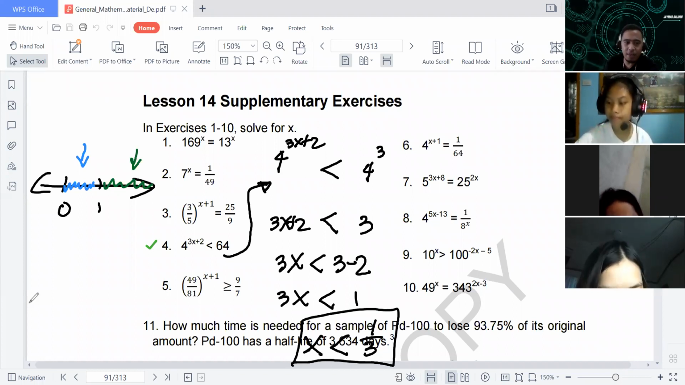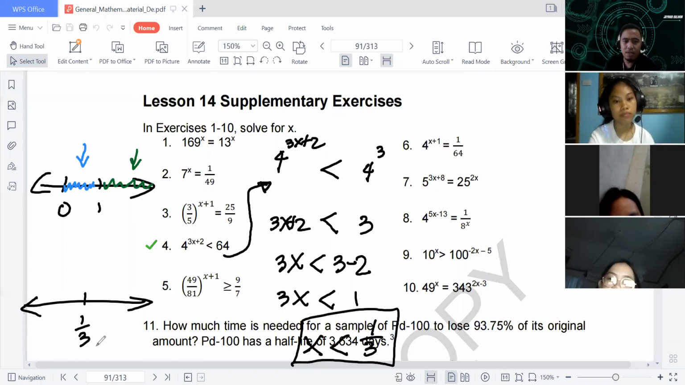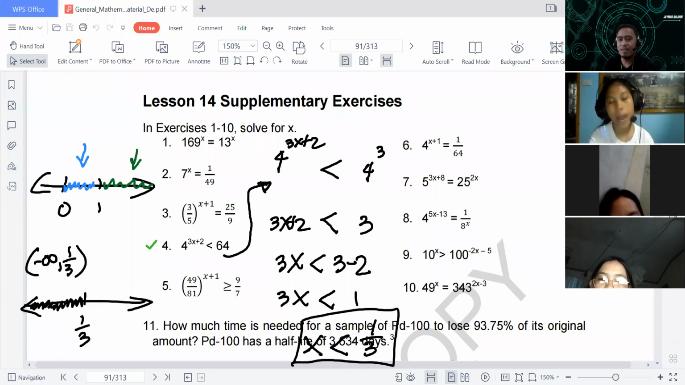If you graph it, it will look like this. If this is 1/3 here, and it's less than, so this portion. So your answer is from negative infinity to 1/3. It is open because there is no equal, right? It is strictly less than. So it's open, right? Any questions for number 4?